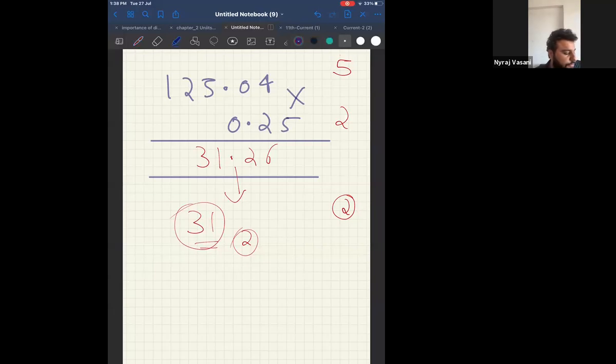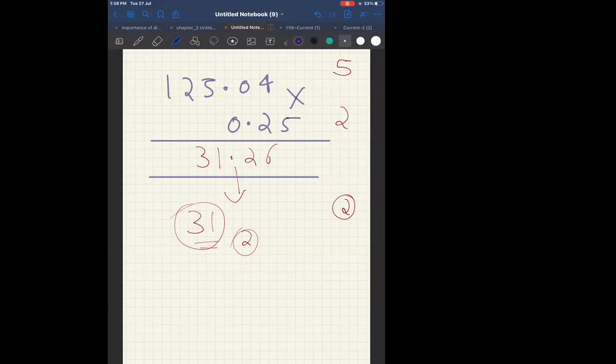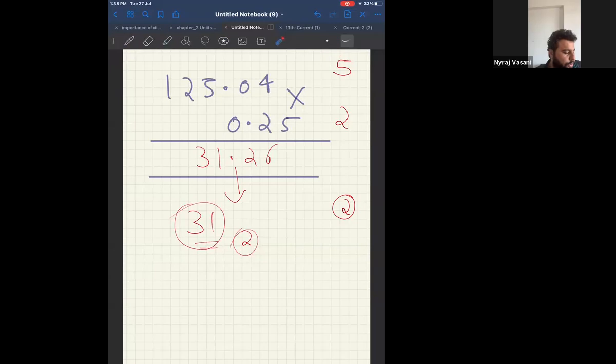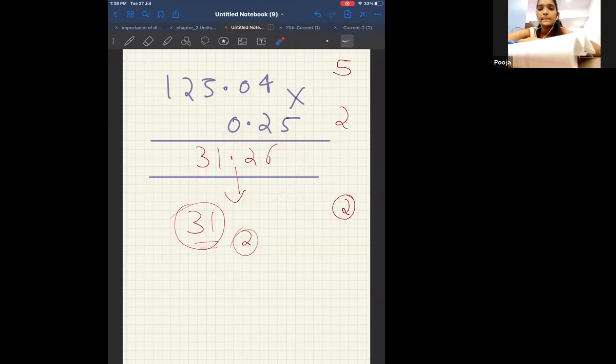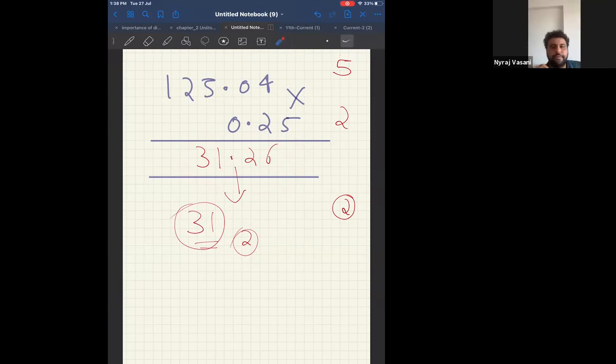Which step? So last step, 31.26 after it. Now 31.26 is our answer, correct? If you do actual multiplication. Tell me how many significant figures does 31.26 have? Answer is 4. 31.26 has 4 significant figures.